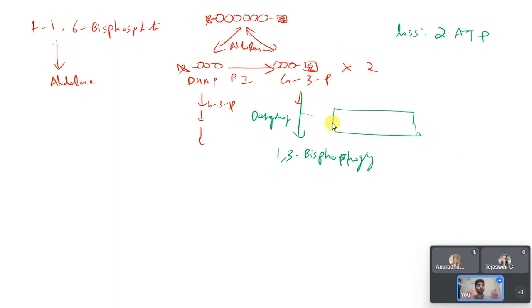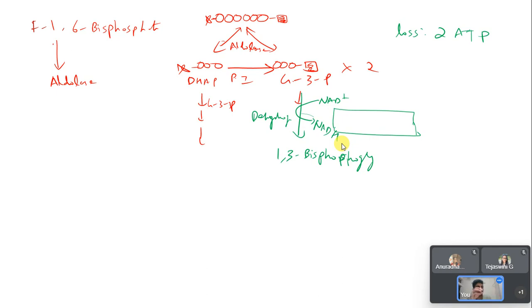So when this substrate, glyceraldehyde 3 phosphate, is converted into 1,3 bisphosphoglycerate, the energy here is not converted into ATP form. This NAD plus is getting converted into NADH. Most of the energy is utilized in the conversion of NAD into NADH.